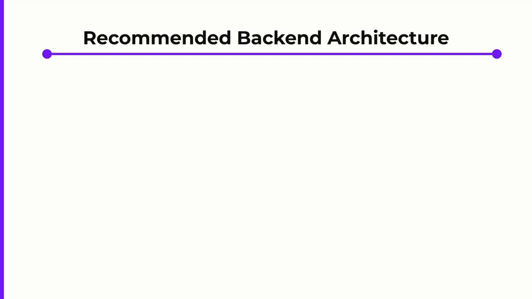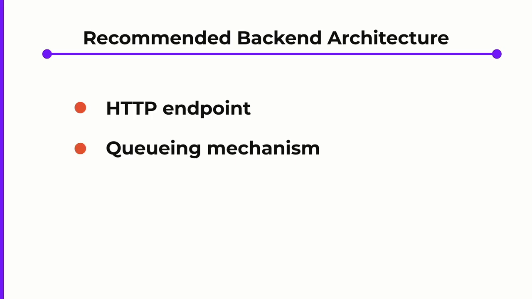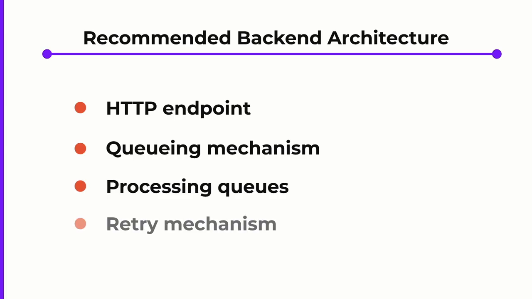Now that we have explained the webhook processing flow, let's review the recommended backend architecture that your system should implement to handle webhook deliveries reliably. In general, your webhook infrastructure should include the following components: an HTTP endpoint where ROOK will send webhook events, a queuing mechanism to enqueue incoming payloads for asynchronous processing, processing queues capable of handling large volumes of incoming webhook events, and a retry mechanism to handle failed storage or processing attempts. This approach ensures that webhook deliveries are handled reliably, scalably, and without blocking the initial request.